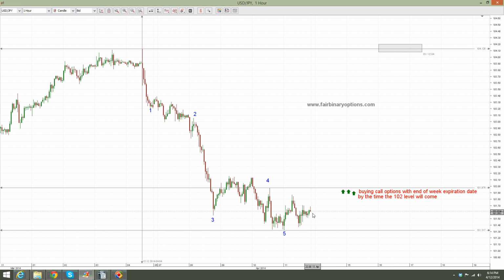For the more aggressive traders, you can test your chances from these levels. For let's say the more conservative trader should wait for 1 or 2 level to come.